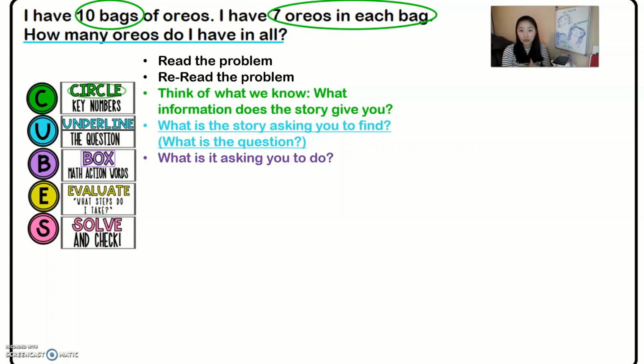What is it asking you to do? You need to go back into the problem and think of words that are going to help you understand, hey, what am I supposed to do with all these numbers? The first thing I picked out is 7 Oreos in each bag. That word "each" is a very big thing for me because I know that in each bag, there should be 7 Oreos. The other thing is that you have 10 bags, not just 10 Oreos, but bags of Oreos. And in a bag of Oreos, you should definitely have more than one.